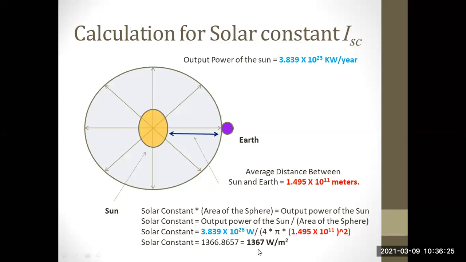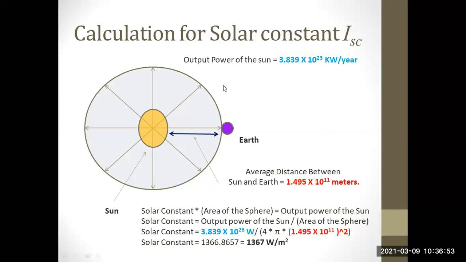So I can say that the solar constant is a factor which provides a relationship between the output power of the sun, which is generated per year, and the average distance between the earth and the sun. That factor is called the solar constant, and according to the World Radiation Center, its value is 1367 watt per meter square. Is it understood? Yes, sir.